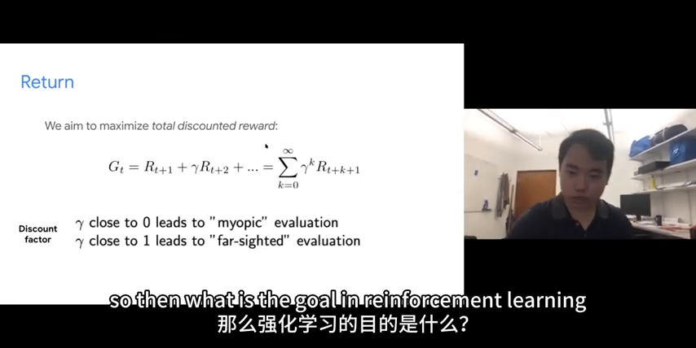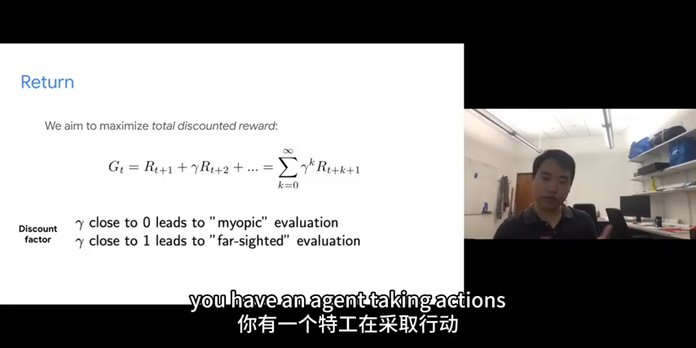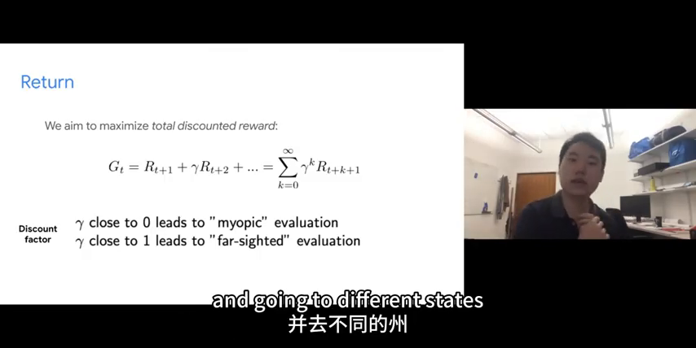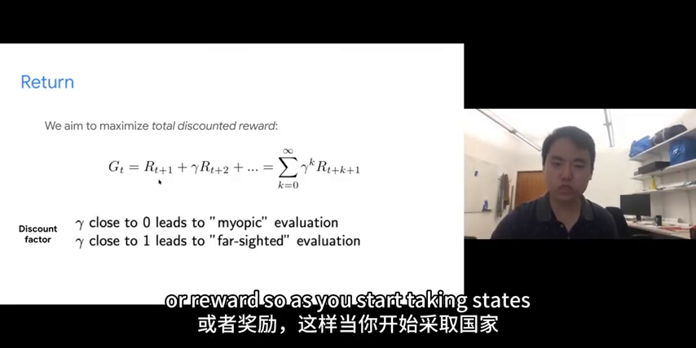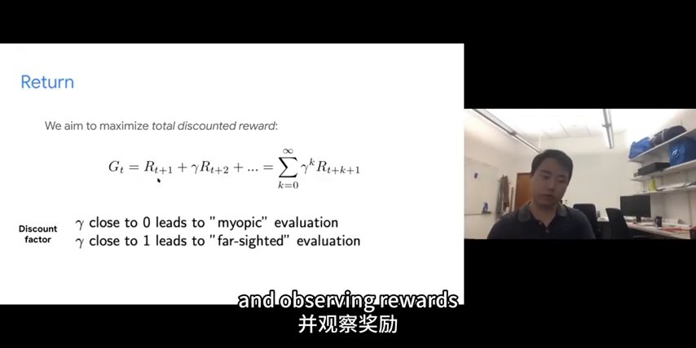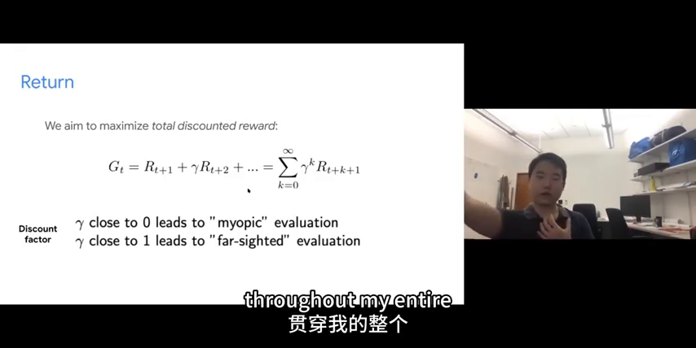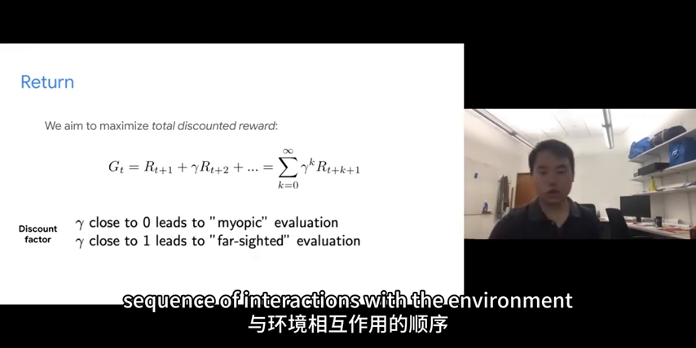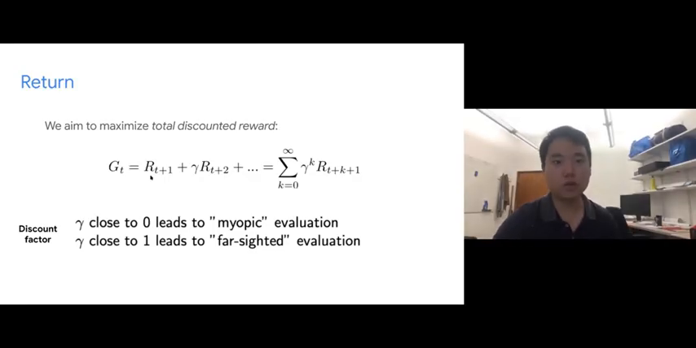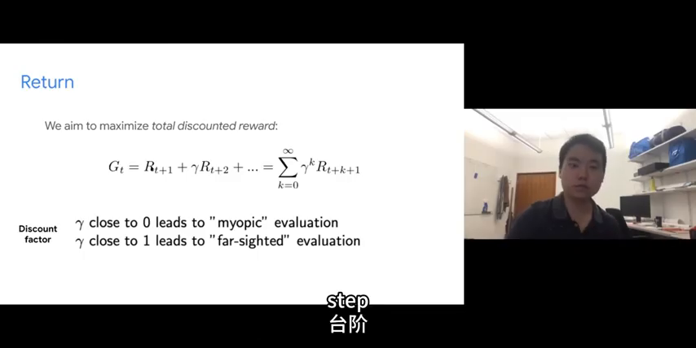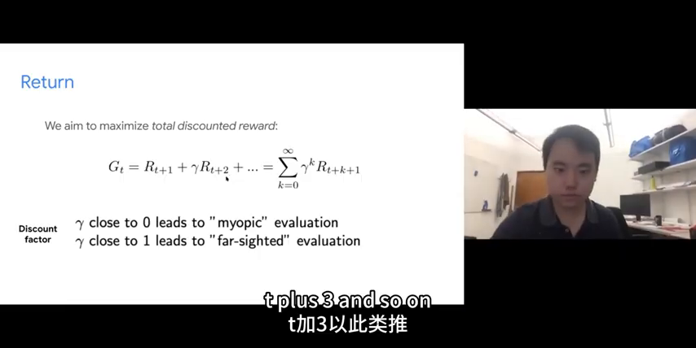So then what is the goal in reinforcement learning? You've seen that you have an agent taking actions and going to different states, and an environment. The goal is usually to maximize your total discounted reward. As you start taking actions and observing rewards, I want to sum up all the rewards that I'm going to observe throughout my entire sequence of interactions with the environment. So the return GT at a particular time step T will be the reward that you obtain in the next time step, RT plus 1, plus subsequent rewards that you obtain at T plus 2, T plus 3, and so on.